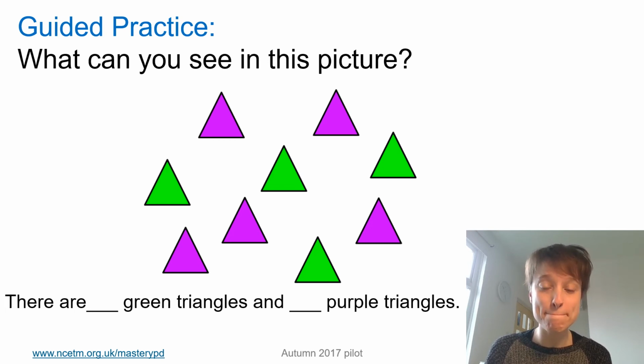There are green triangles and purple triangles. Pause the video and say the sentence to your adult. Shall we see if you're right? Let's do it together. I'm going to count down. 3, 2, 1. There are 4 green triangles and 5 purple triangles.